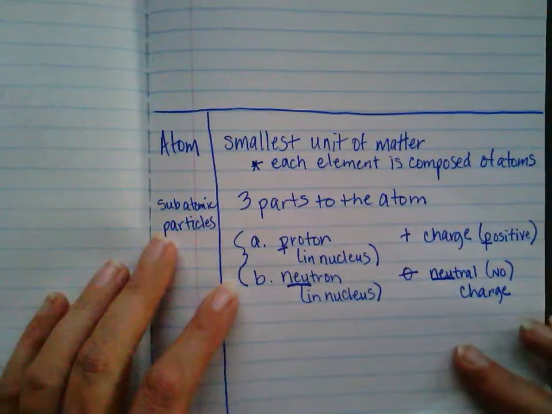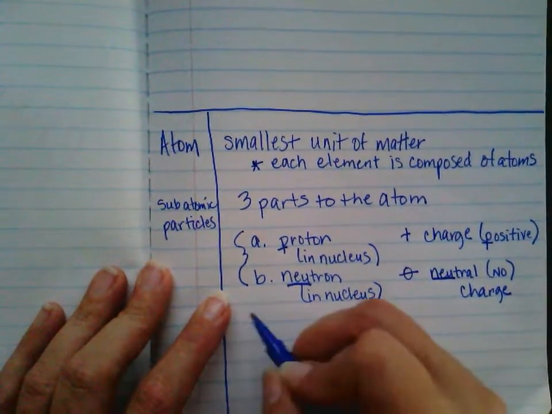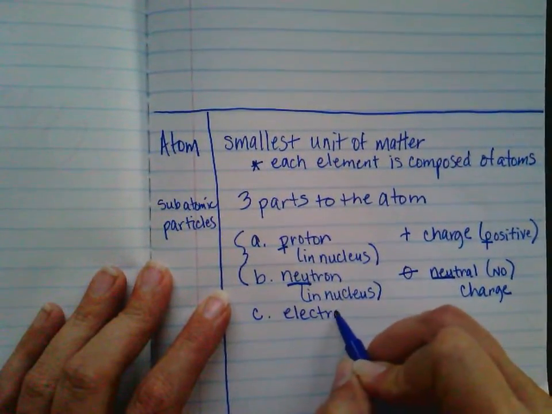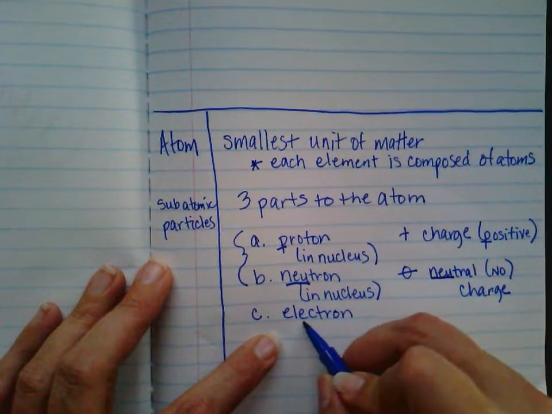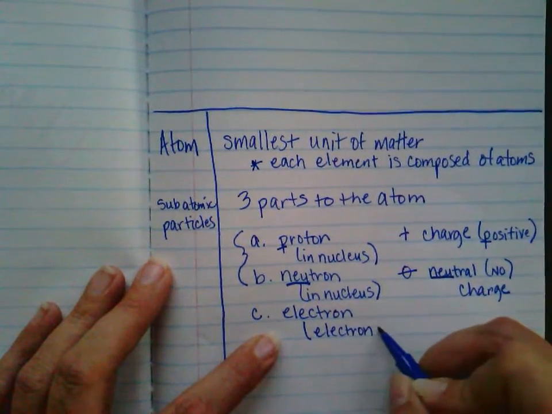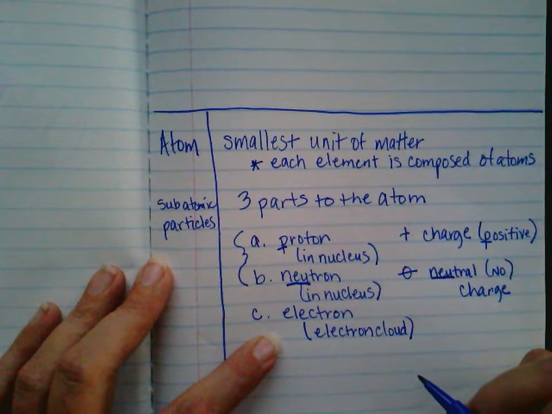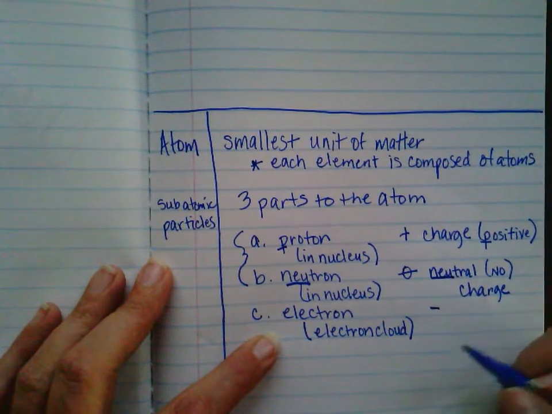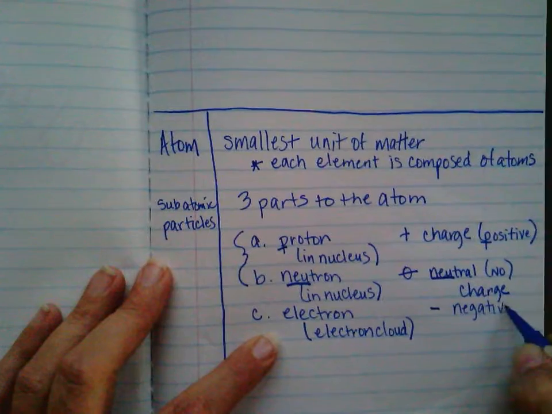All right, your last particle of the atom is called the electron. Okay, the electron is not found in the nucleus. It is found outside in the electron cloud. Okay, it's got a little fuzzy cloud around it, and that's where they float around. It is negatively charged, so it has a negative charge.